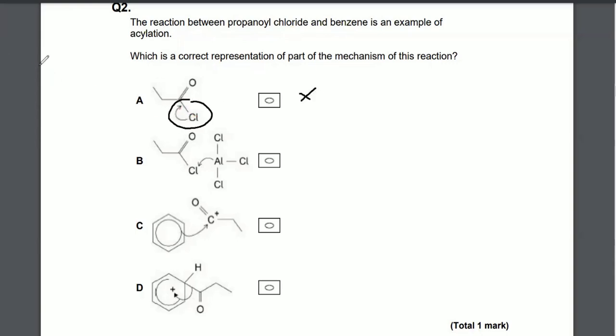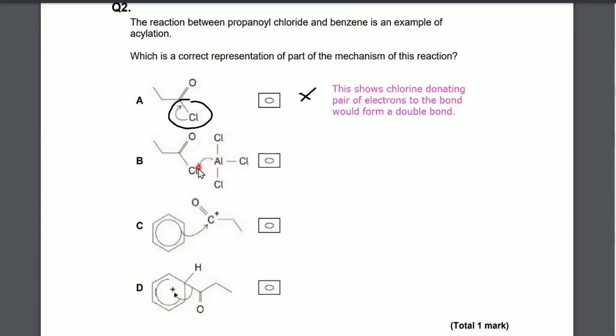So what's wrong here? Well, the chlorine normally breaks off during acylation to leave the cation. And here it's showing the chlorine donating a pair of electrons to that single bond. That would become a double bond. That's not possible with chlorine. That's not how it reacts. The arrow should be going the other way, from the bond back to the chlorine. So that one's wrong. Now let's check out B.